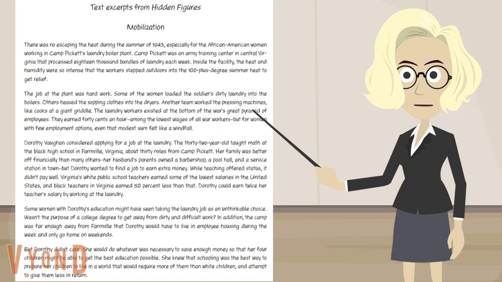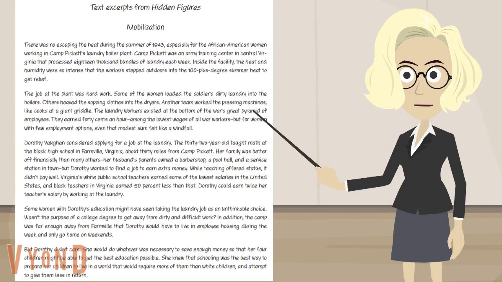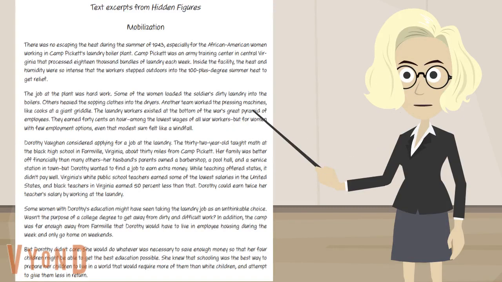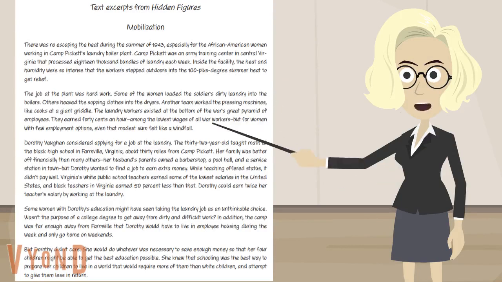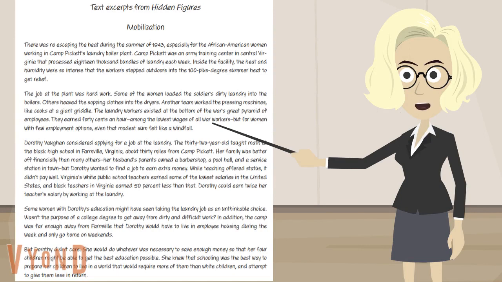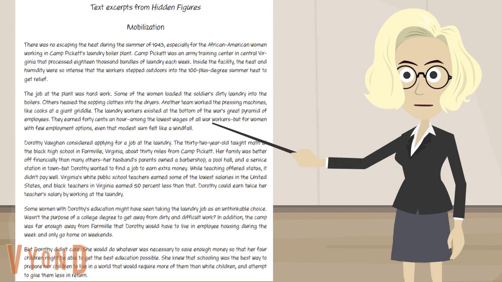Chapter 3: Mobilization. There was no escaping the heat during the summer of 1943, especially for the African American women working in Camp Pickett's laundry boiler plant. Camp Pickett was an Army training center in central Virginia that processed 18,000 bundles of laundry each week. Inside the facility, the heat and humidity were so intense that the workers stepped outdoors into the 100-plus-degree summer heat to get relief.